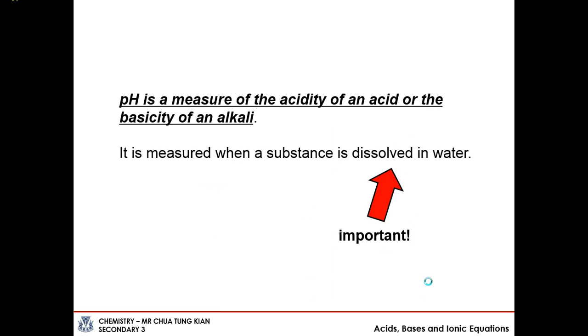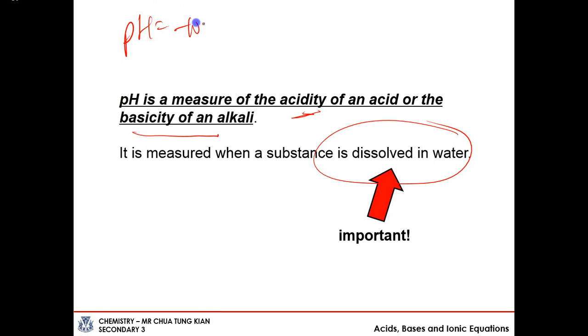So what does the indicator actually measure? It measures the pH of an acid. So what is the pH of the acid or base? The pH is actually a measure of the acidity of an acid or the basicity of an alkali. This is only measured when the substance is dissolved in water. To go into a little bit more depth on what pH is, pH is actually a negative log of the concentration of H plus in the solution. So if I have a higher concentration of H plus, I will have a lower pH.